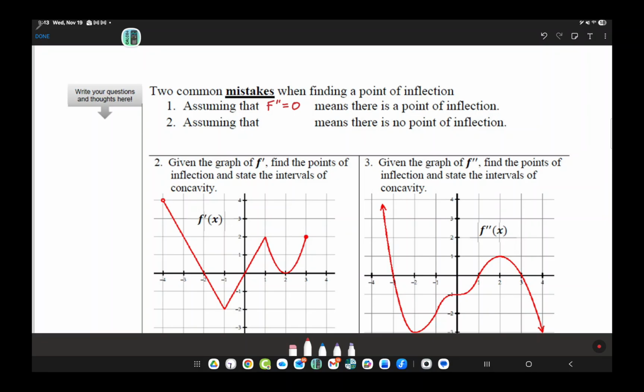And assuming that f double prime doesn't equal 0 means there is no point of inflection. More or less the concept of where it's concave up and concave down. Sorry, where it does not exist.